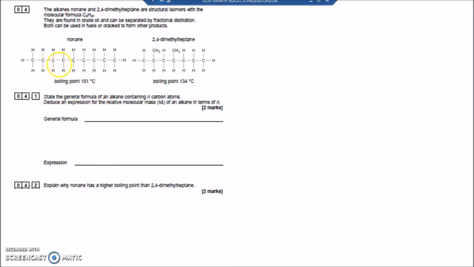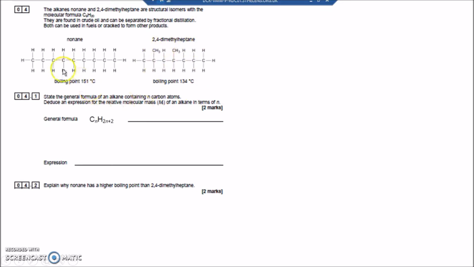We've got two alkanes. It looks as if we've got nonane and 2,4-dimethylheptane, and it's asking us to deduce an expression for the relative molecular mass. First, state in general terms the general formula for an alkane. So it's CnH2n+2.